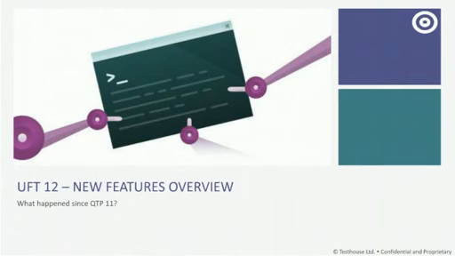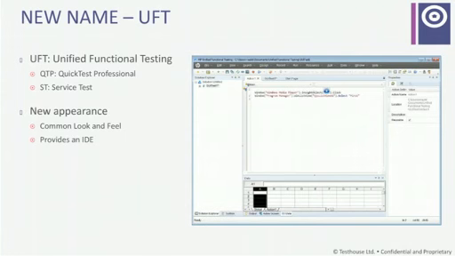So let's have a look at the new features that were introduced in UFT 11.5 or 12. I'm not going to cover all the features, just the most important aspects. There's a new name. It's now called Unified Functional Testing, and it was called Quick Test Professional before. It's due to the fact that QTP and another tool called Service Test were merged together in a brand new tool. So QTP is still there, but it's embedded within UFT.